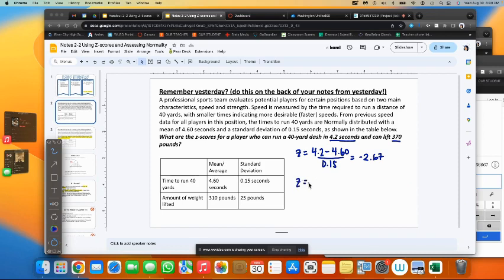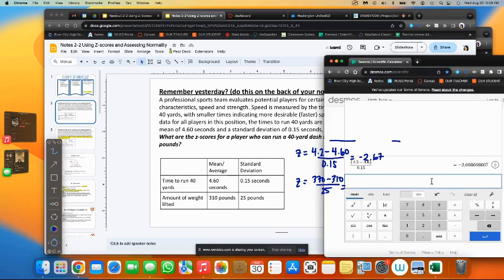And then to calculate the z-score for the amount of weight lifted, it's going to be 370 pounds minus 310 divided by the standard deviation, which is 25. So 370 minus 310 divided by 25, that gives me a z-score of 2.4.